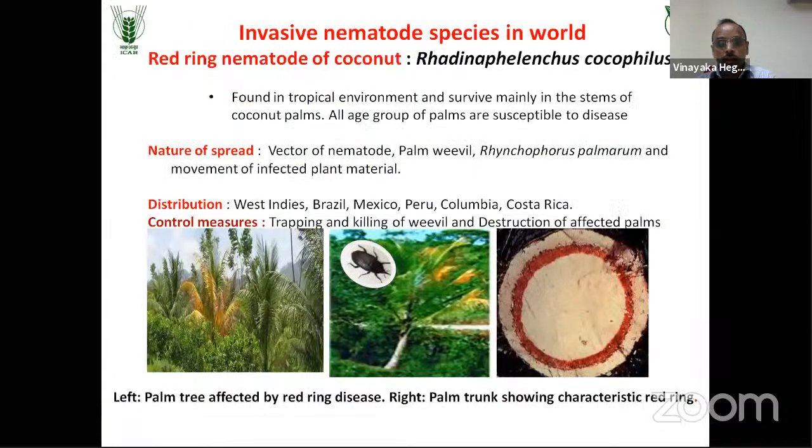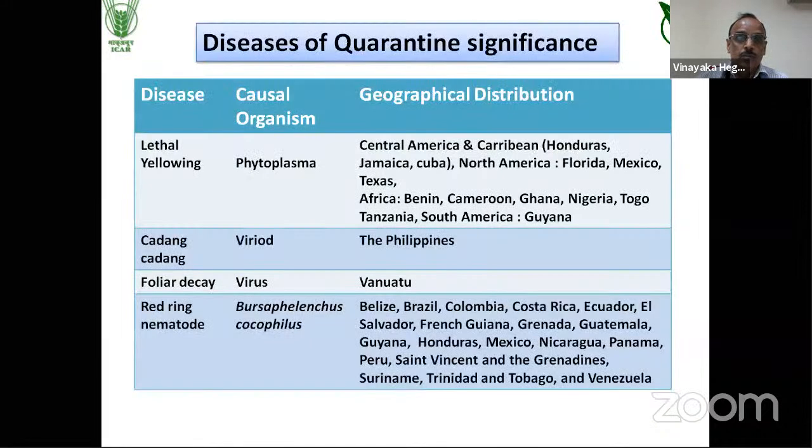Then nematode: there is not much disease as such from nematodes in this case, but there is a nematode disease that is not in India. It is called red ring nematode, an invasive nematode species in the world. Wherever it is not there, as in India, this is the type of symptoms it will show. I am just giving this for information. It is not present in India, but it is a quarantine pest and we have to watch for it. It is of quarantine significance.